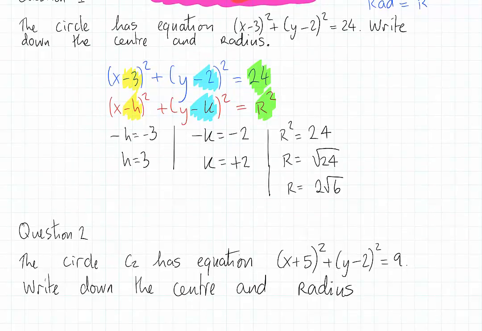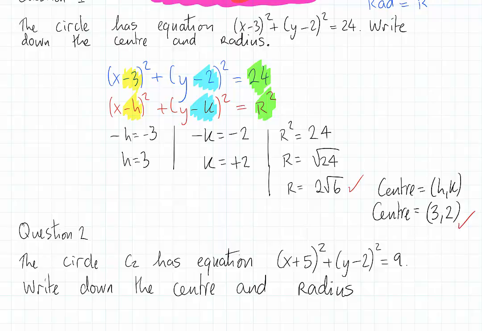Then just write your centre in the proper form. So the centre is (h, k). So we're looking at (3, 2). So that's the first one, but pretty straightforward. Our radius is 2 root 6 and our centre is (3, 2).